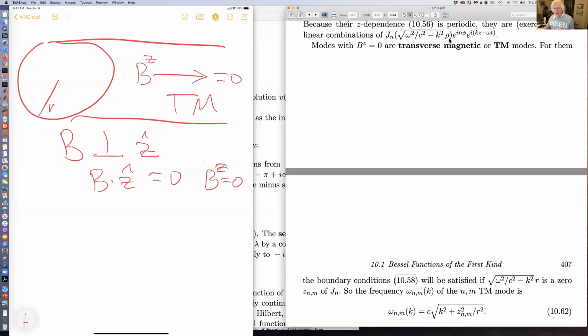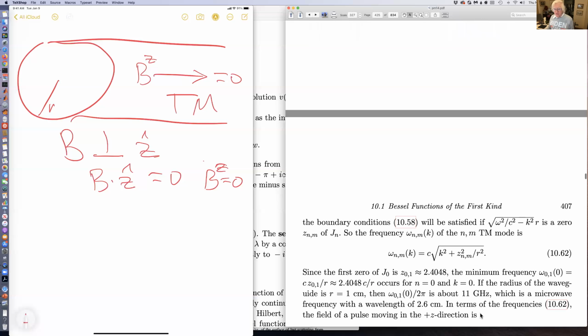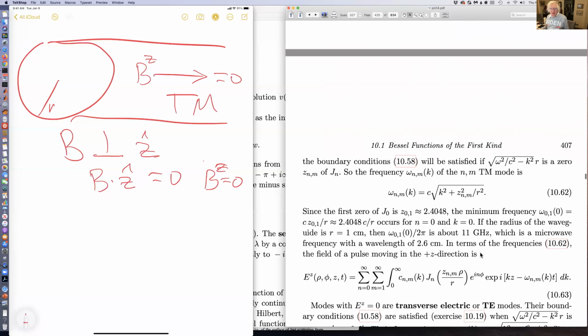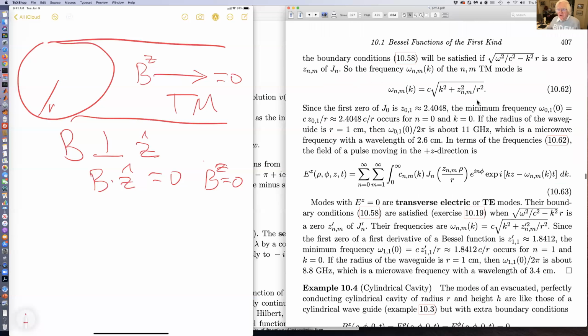So then the frequencies turn out to be this, because omega squared is c squared times k squared plus this term. The k squared cancels this k squared, and what's left is z squared sub n m over r squared, r being the radius, of course. It's not a variable, it's a number. And so these are the frequencies of the TM mode.